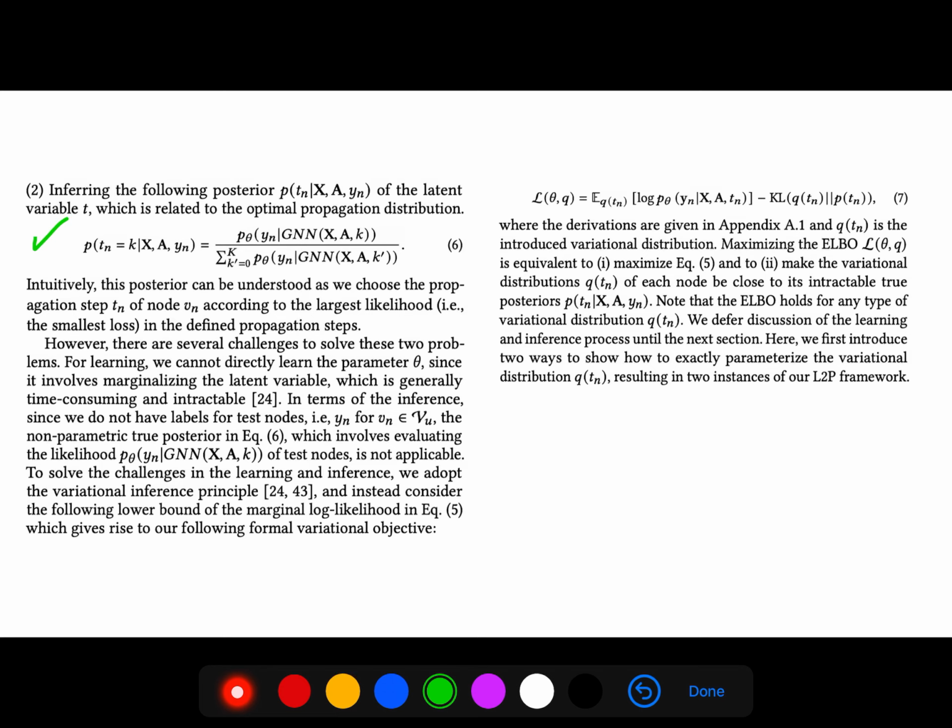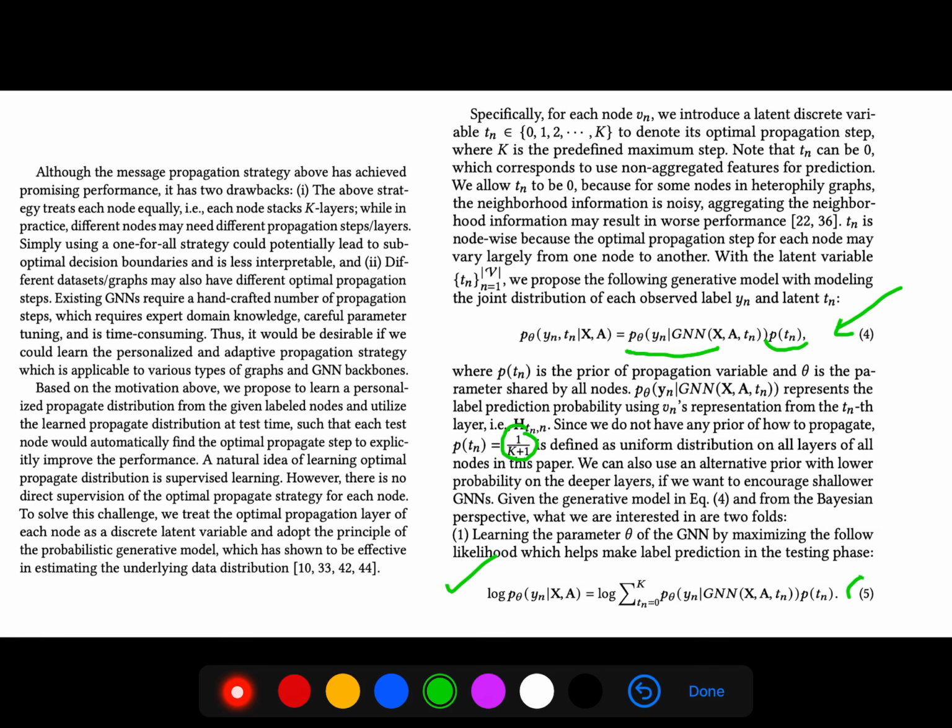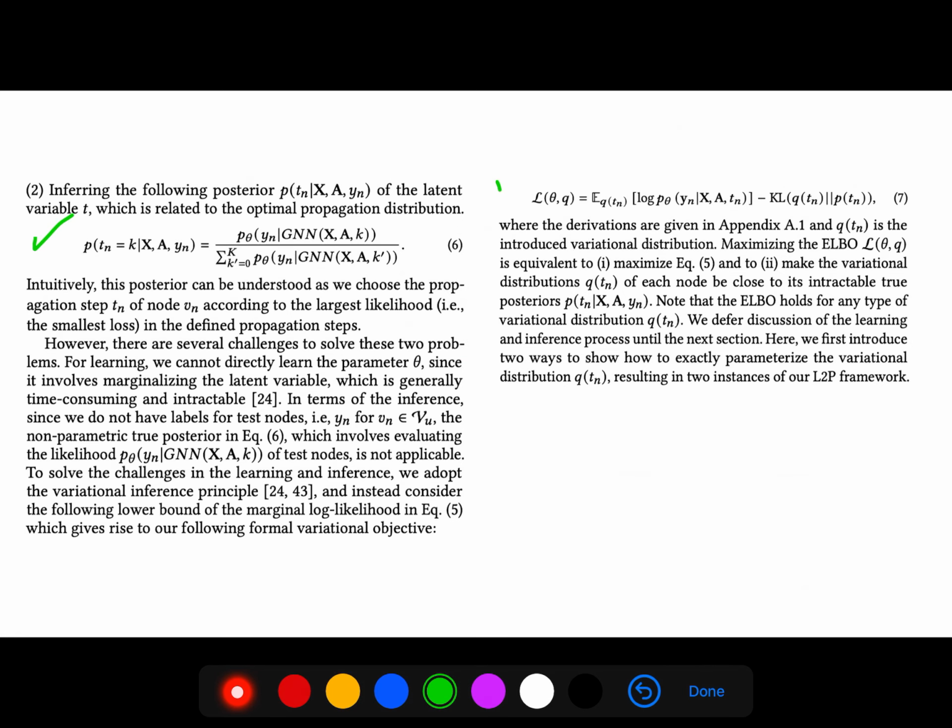But there are many challenges. We cannot directly learn the parameter theta since it involves marginalizing the latent variable, which is generally time-consuming and intractable. To solve the challenges, we adopt the variational inference principle and instead consider the following lower bound. So we consider the lower bound, and now we have this one that you are familiar with.